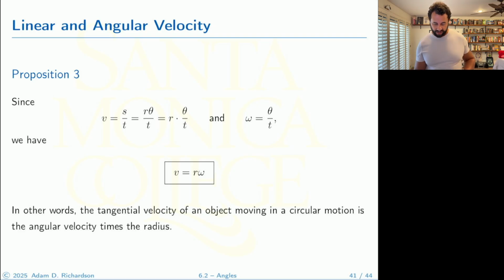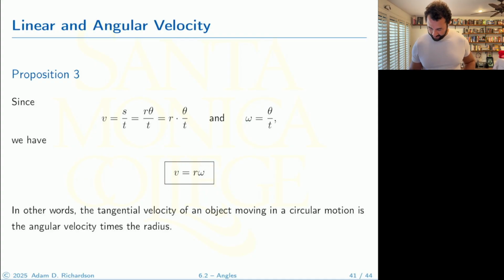So this is why angular velocity doesn't depend on the radius, but linear velocity does. And this is why linear velocity is really just the angular velocity scaled by the radius. It depends on how far out you are from the axis of rotation, right? It depends on how far out you are. And that's why you have that formula.